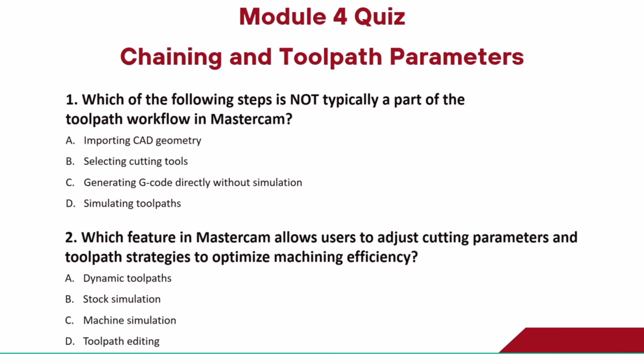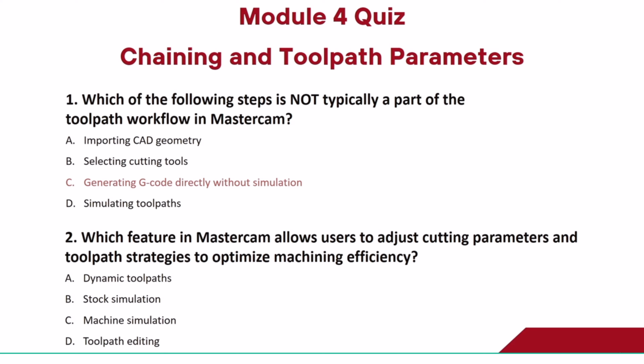Which of the following steps is not typically a part of the toolpath workflow in MasterCAM? Option A, inputting CAD geometry. Option B, selecting cutting toolpath. Option C, generating G-code directly without simulation. Option D, simulating toolpaths. So the right answer to the question is option C, generating G-code directly without simulation.